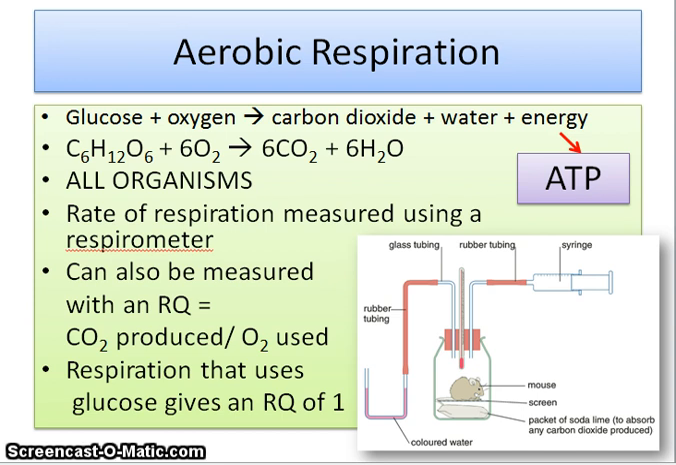However, we can also use something called a respiratory quotient, which basically is a calculation we can use for respiration, and it's your volume of carbon dioxide produced divided by your volume of oxygen consumed, and that's what we use the respirometer to measure. Okay, if we look at enzymes and respiration, the reactions in respiration are controlled by enzymes, and the rate of respiration is influenced by temperature and pH.